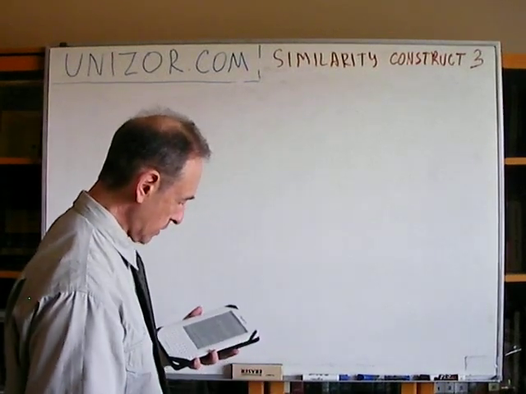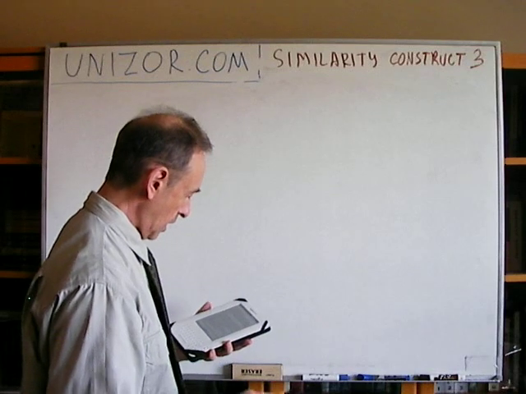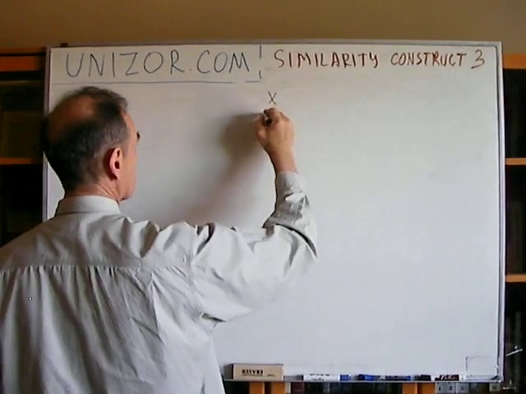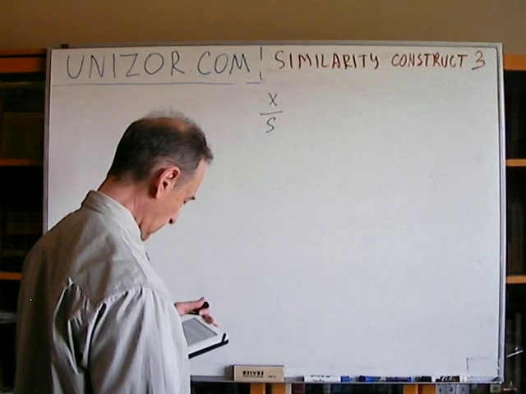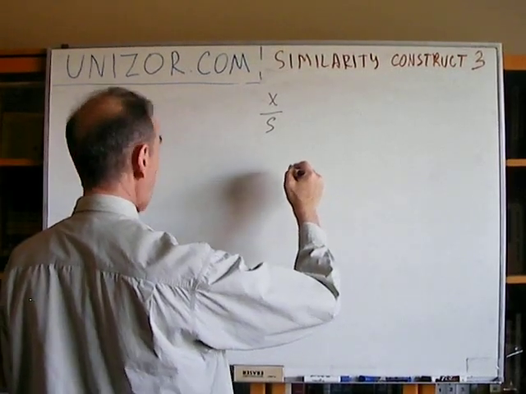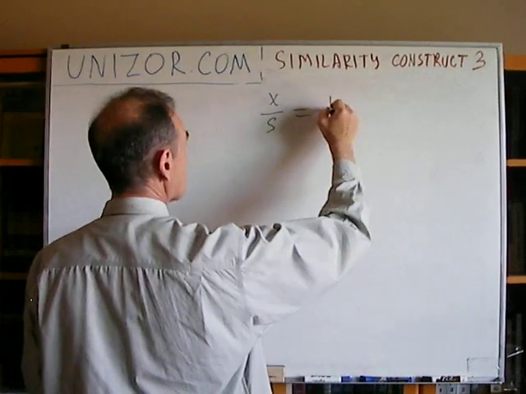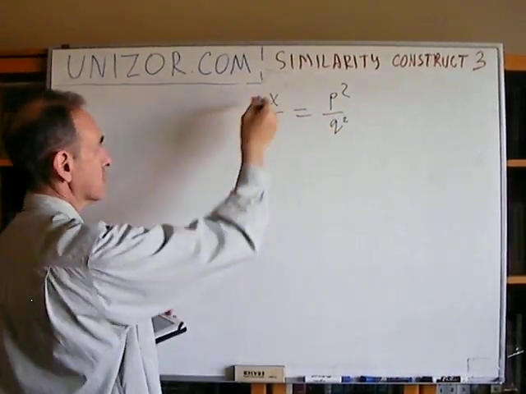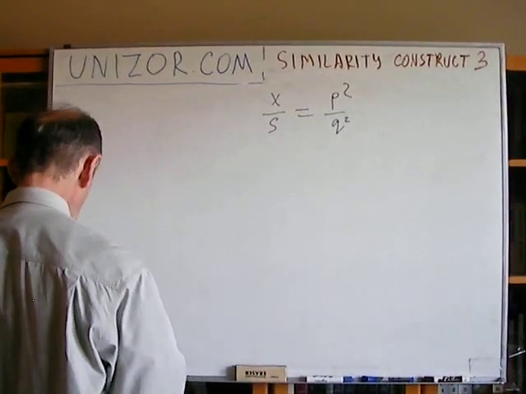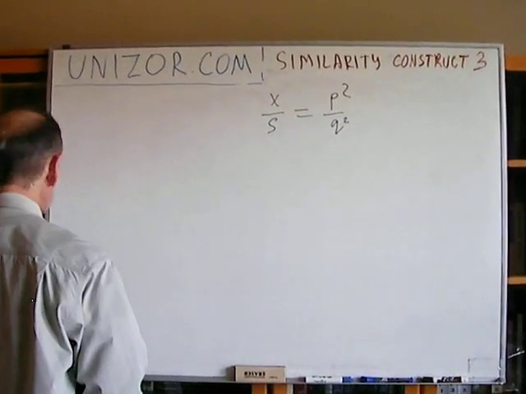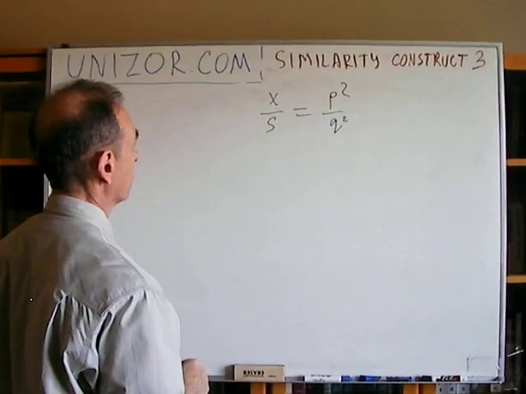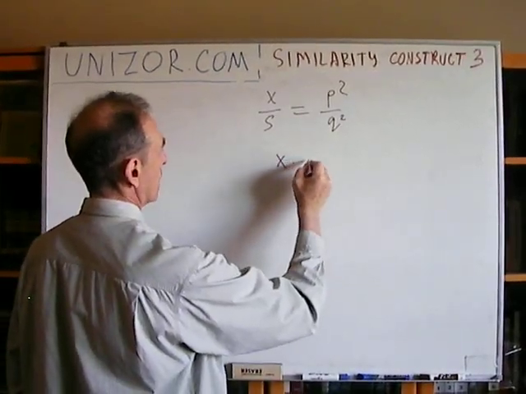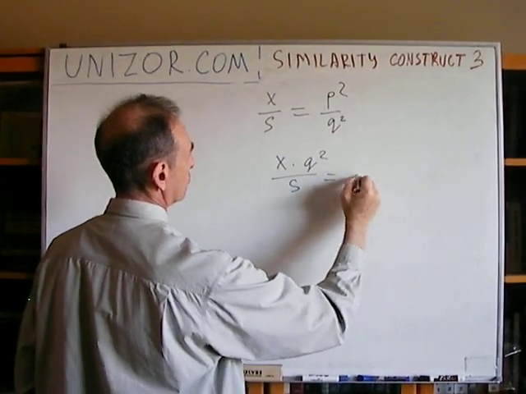Next, construct a segment X with length having a ratio to a length of a given segment S. So X should have a ratio to S, which is given, like squares of given segments P and Q. So S, P, and Q are given. So you have to construct X which has this particular property. Well, let's just think about it. You can actually change this into this. X times Q squared divided by S is equal to P squared, right?